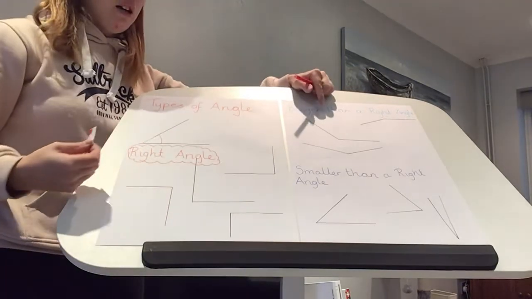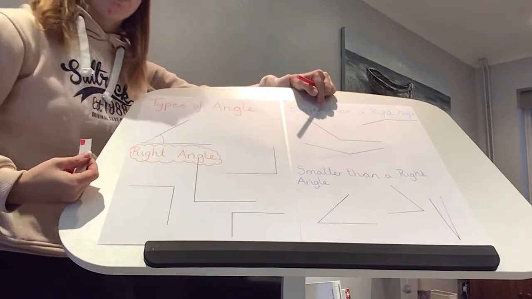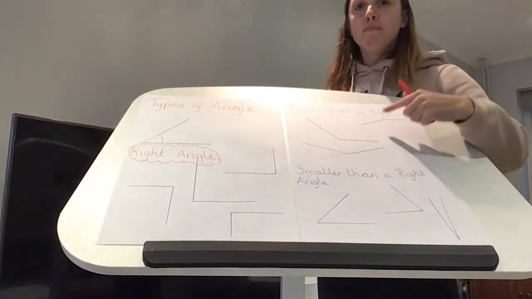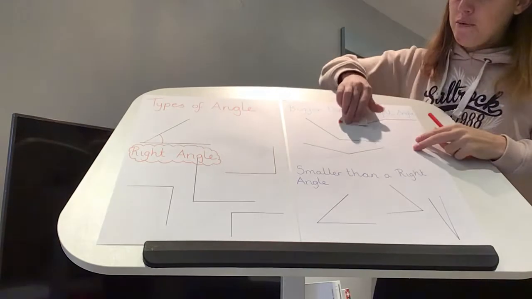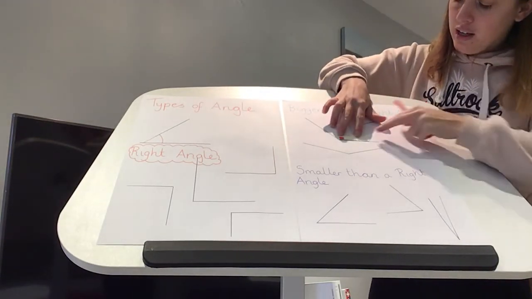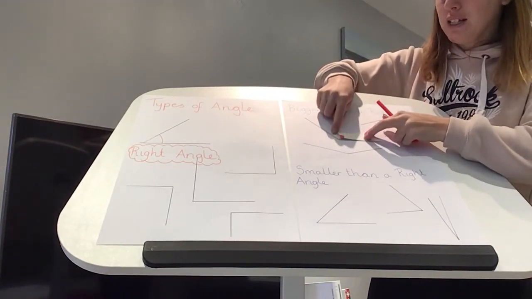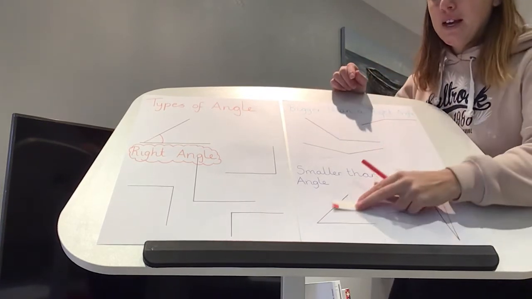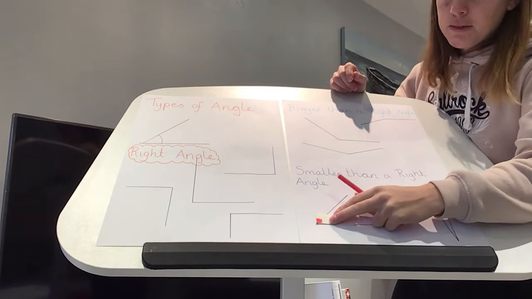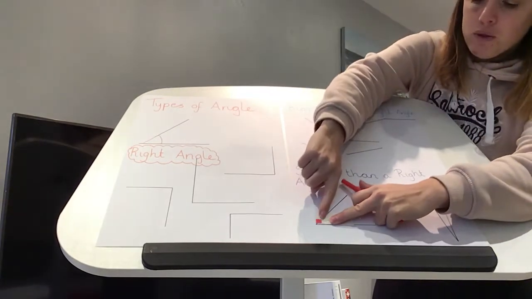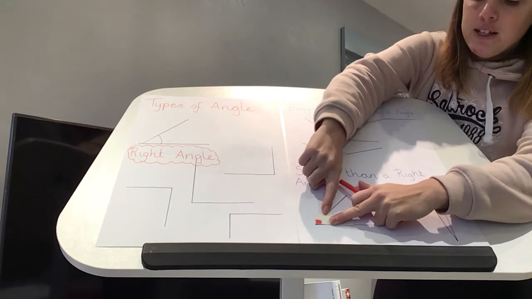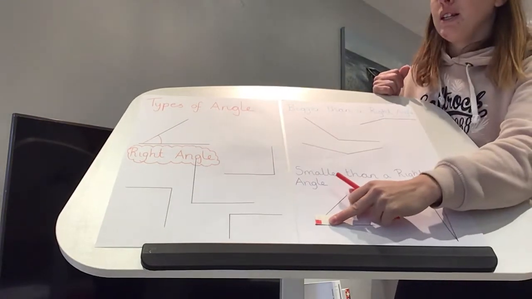Here, I have drawn some other lines. Some of the angles are bigger than right angles, so if I put my right angle measurer here, you'll see there is still some more space until it meets the line. That means it's bigger than a right angle. Here, it's smaller. The line comes all the way through my right angle measurer. That means the space is smaller than a right angle.